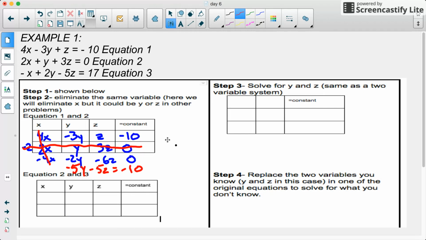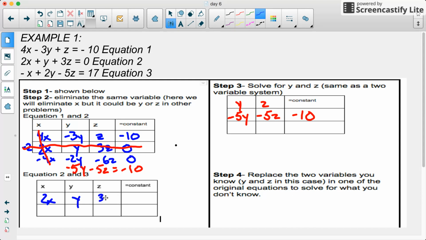And I'm going to put that over here. So this is my column for my y, and this is my column for z. So negative 5y is going to go here, and negative 5z is going to go here, and negative 10 is going to go here. And then I'm going to do the same thing with equations 2 and 3. So equation 2 gets shared between equation 1 and 3 in terms of elimination.